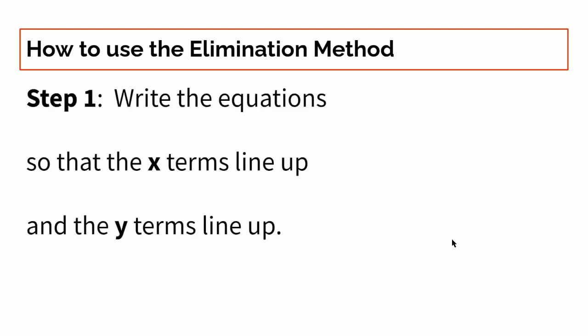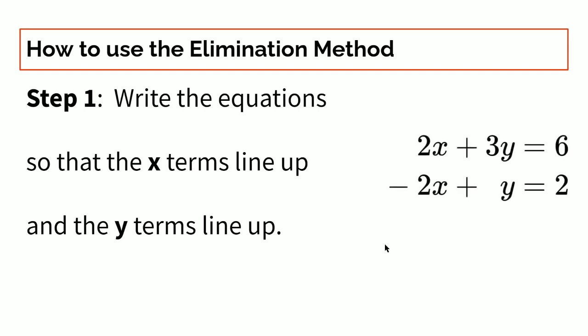Our first step is to write the equations so that the x terms line up and the y terms line up. We want to stack our equations so that like terms are right above each other. For example, here we have a system of two equations. I can see they're both in standard form. X and y are on the same side together. We have 2x plus 3y equals 6, negative 2x plus y equals 2. And you can see from the way they're written, the x's line up and the y's line up.